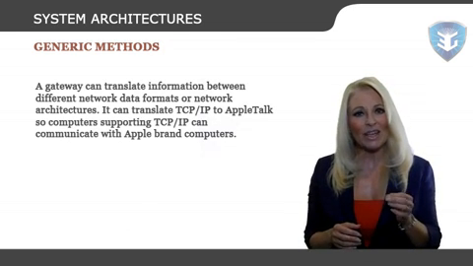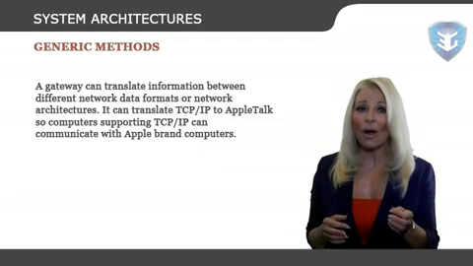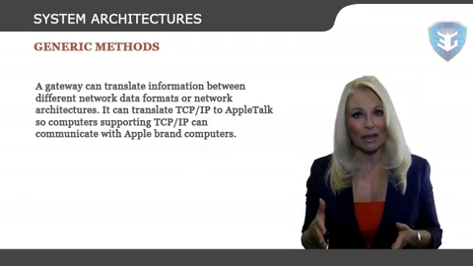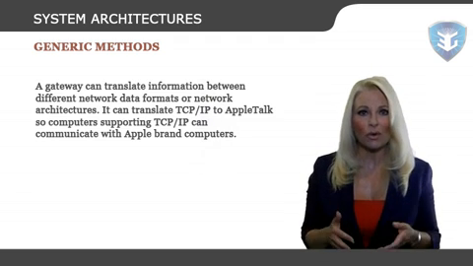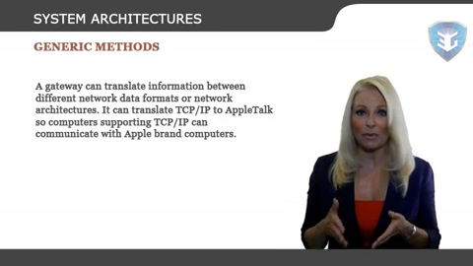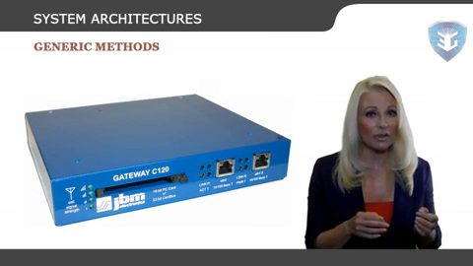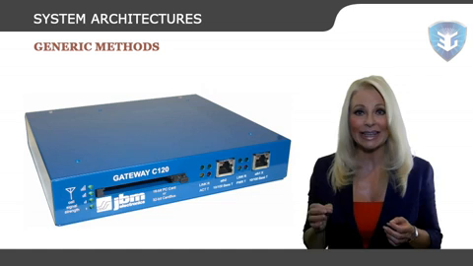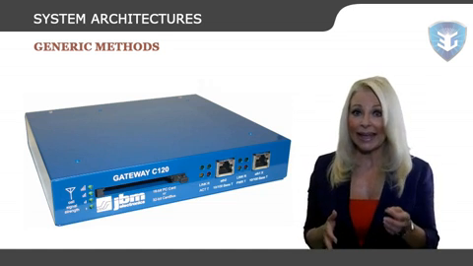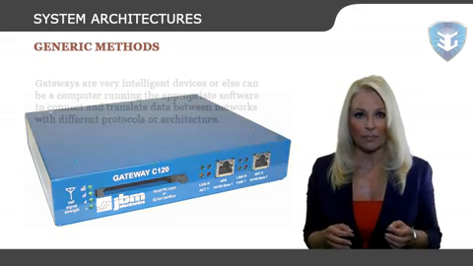A gateway can translate information between different network data formats or network architectures. It can translate TCP/IP to AppleTalk, so computers supporting TCP/IP can communicate with Apple brand computers. Gateways will start at the lower level and strip information until it gets to the required level and repackage the information and work its way back toward the hardware layer of the OSI model.